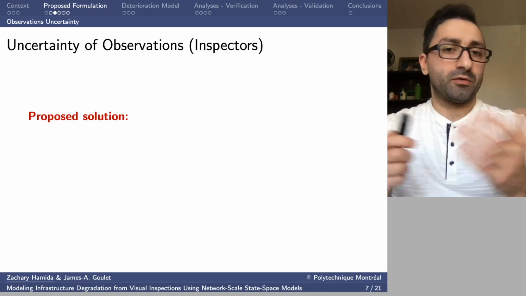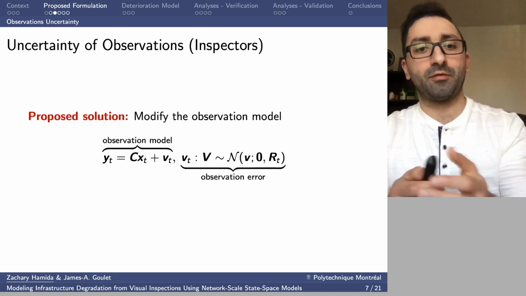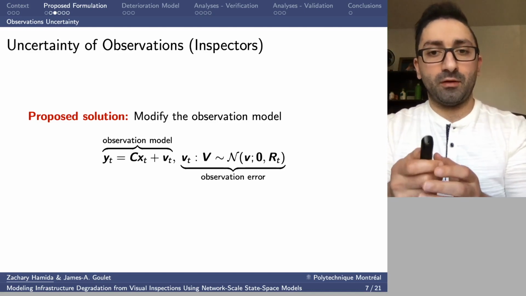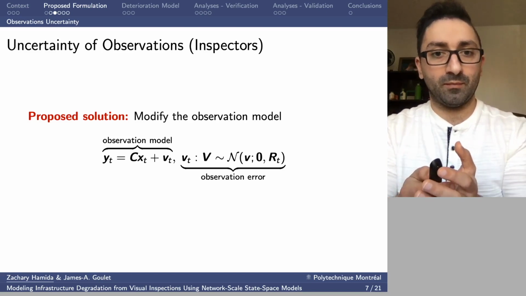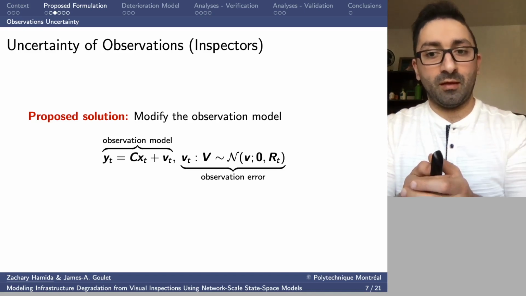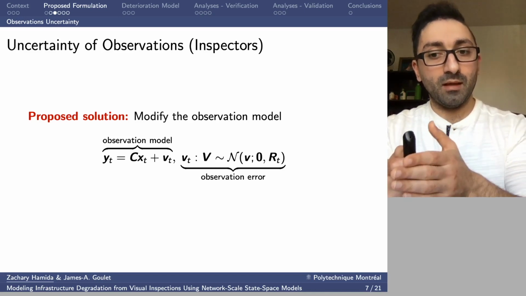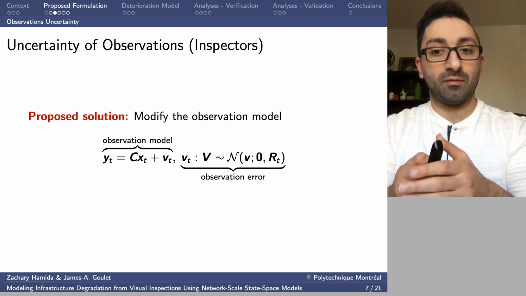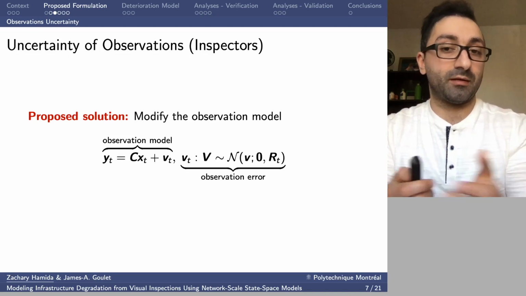Now, in order to account for this, what we propose to do is to modify the observation model. This is the observation model that we've shown earlier. If we look at the observation error here, RT, and if we use the same RT for visual inspections, then we are saying that all the inspectors have the same error, which is not the case in visual inspections, again, as documented in the literature.